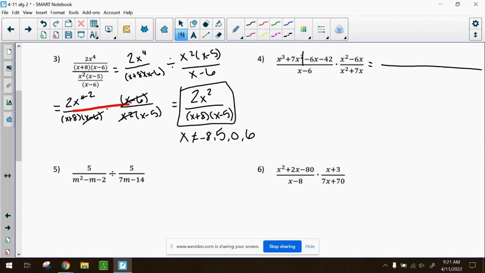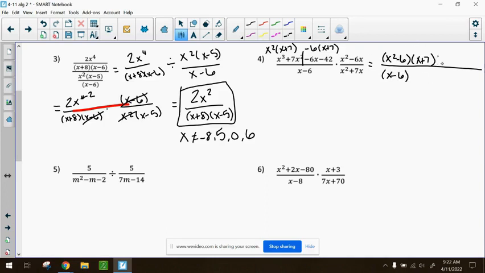We see what GCF we have on the left, which is x squared. Left over is x plus 7. On the right, we're going to take out a negative 6. Left over then would be x plus 7. So this factors into x squared minus 6 and x plus 7. The next part, x minus 6 cannot factor.